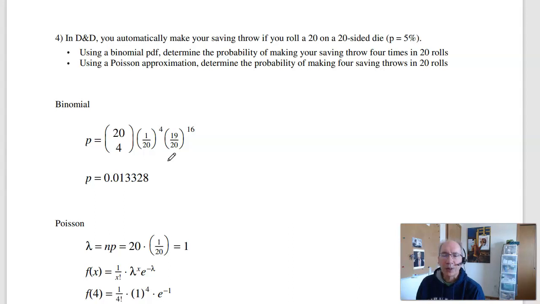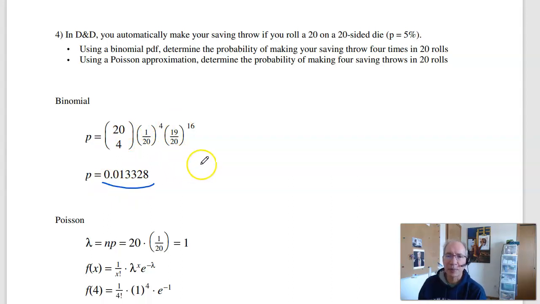Problem 4. In D&D, you roll a 20-sided die. If you roll a 20, you automatically make your saving throw, whatever it is. So use a binomial PDF. Determine the probability of making 4 saving throws in 20 rolls. So that would be, I've got 20 rolls, choose 4. Probability of success is 1 in 20. Probability of a failure is 19 in 20. Multiply it all out, it's 1.33%.